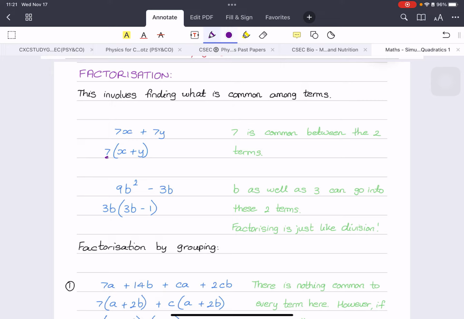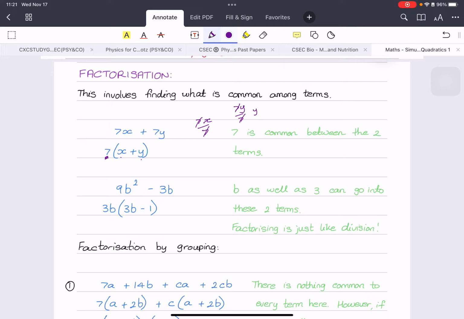Whatever you choose to pull out, it means that you are dividing by that. So you are dividing 7x by 7. What do you remain with? x. That's why you put x here. You are also dividing 7y by 7. And what do you remain with? y. So you put the y there. That's how you get x plus y. Okay, and you have your 7 outside.